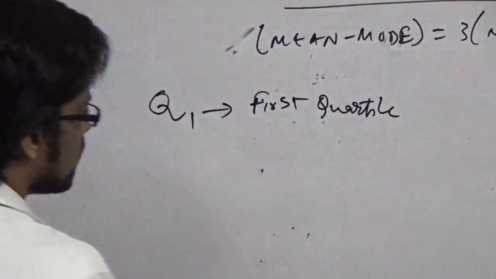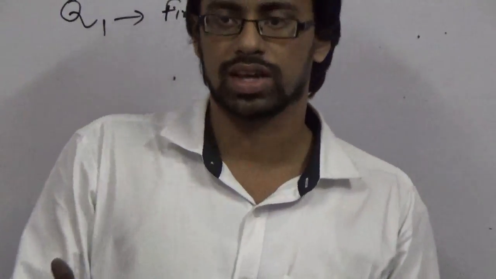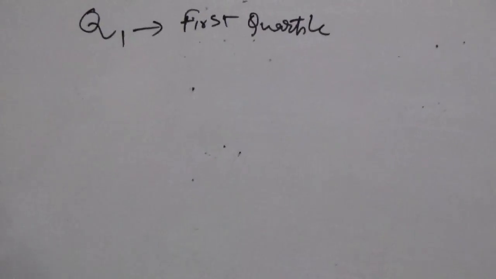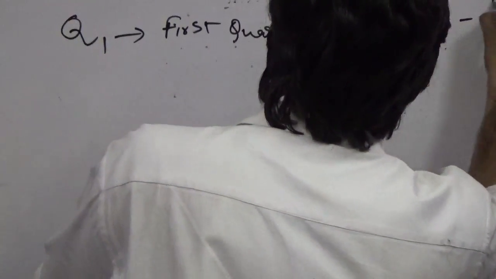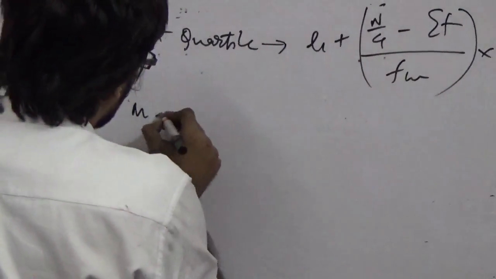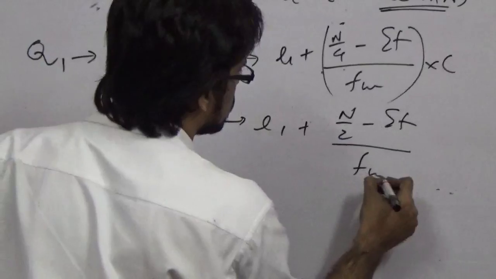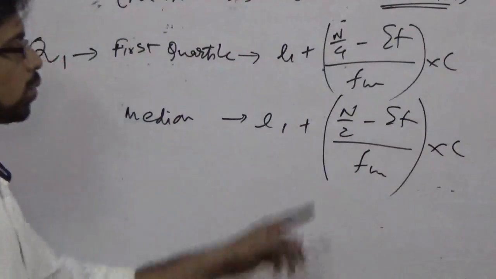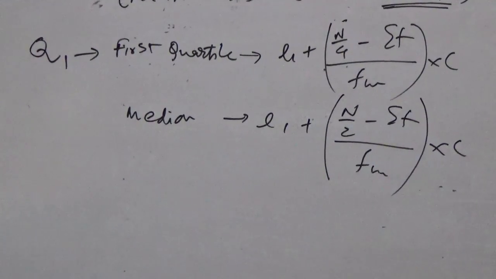If you are thinking that quartile has to do with quarter, you are right. So quartile means dividing the entire data into 4 equal parts: the first part, then the second, third and fourth. So obviously there are 4 possible quartiles. Q1, the first quartile, has a formula of L1 plus (n by 4 minus summation of f) by fm into c. If you see closely, the formula of median was L1 plus (n by 2 minus summation of f) by fm into c. So by just changing the denominator of n from 2 to 4, you get a new formula.